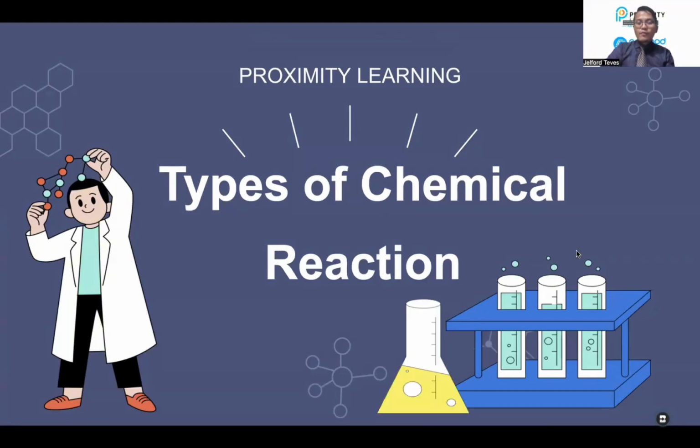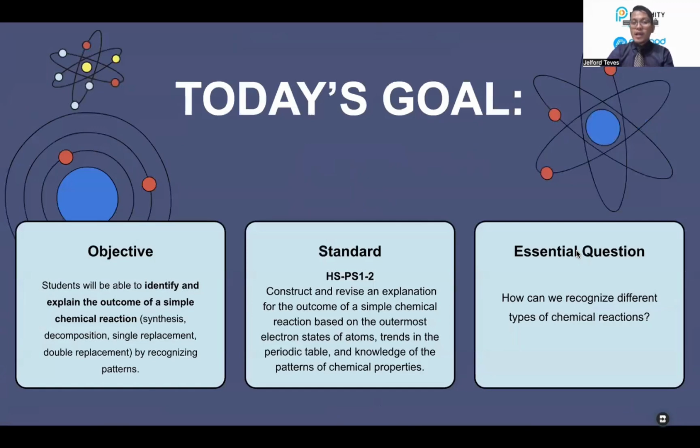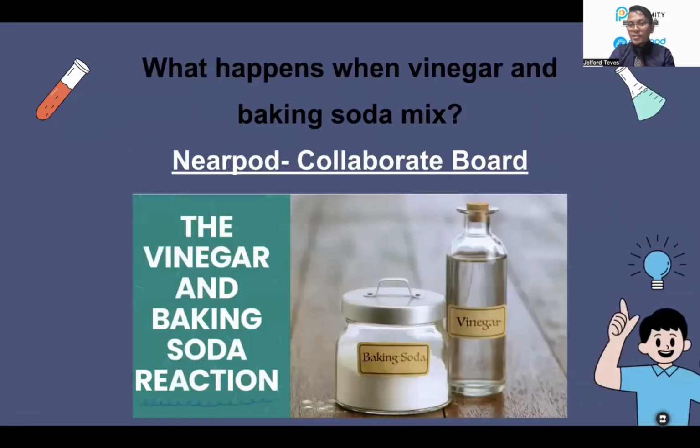But before that, of course, we are going to discuss our goal for today's lesson. Our objective for today is that you should be able to identify and explain the outcome of a simple chemical reaction, whether it's synthesis, decomposition, single replacement, double replacement, by recognizing patterns. Yes, patterns. Take note of that. And we hope to answer by the end of this lesson the essential question: how can we recognize different types of chemical reactions?